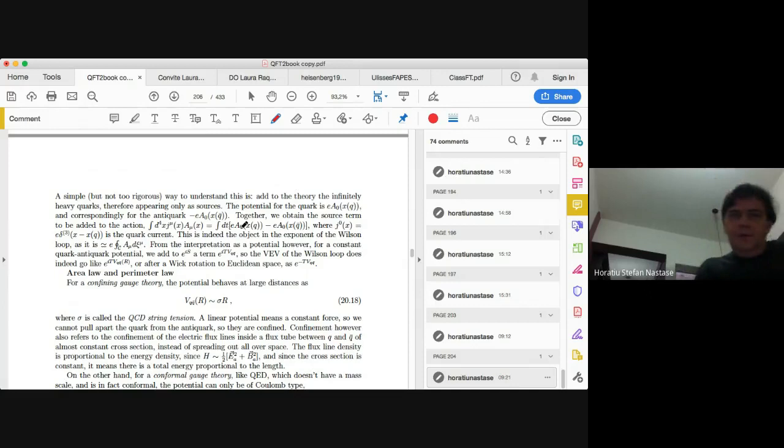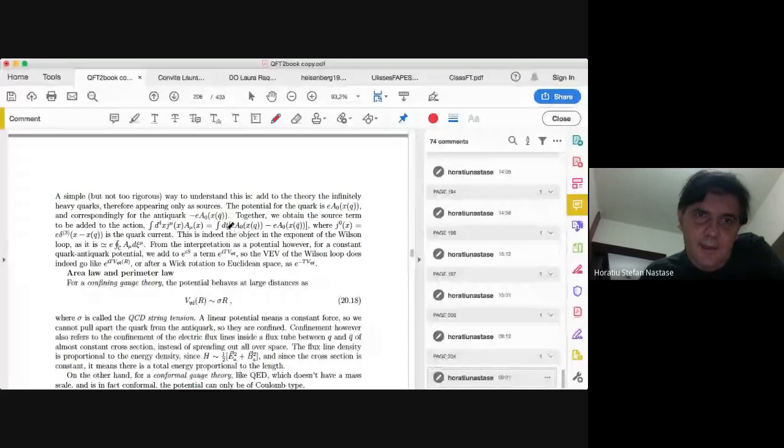We obtain the potential times the integral of dt, which is just t, right? So this is the source term that one adds to the action. In order to obtain the vacuum expectation value, it corresponds to i times this large t times the potential. We said this is the potential V_{q q-bar}. So we get the exponent i t V_{q q-bar}, but then after Wick rotation to Euclidean space it is e to the minus t V_{q q-bar}.